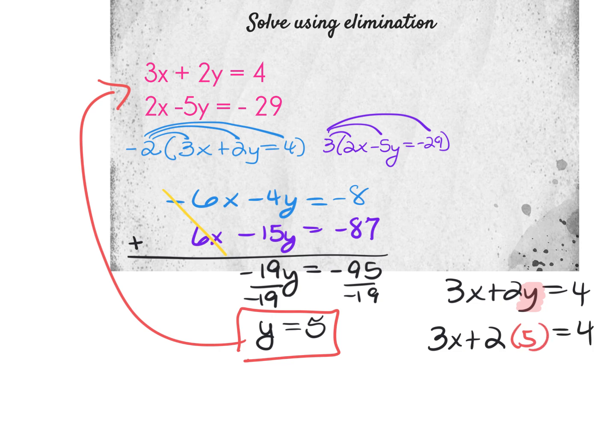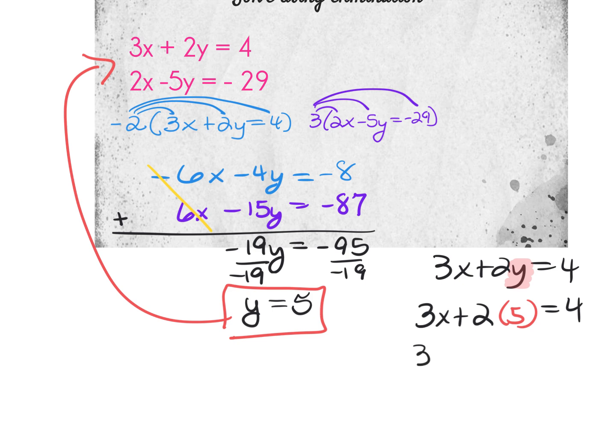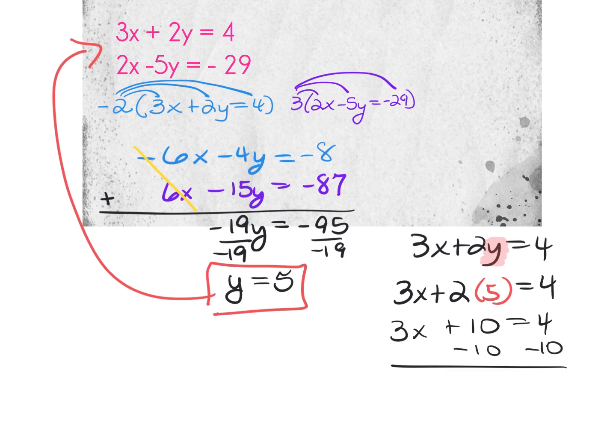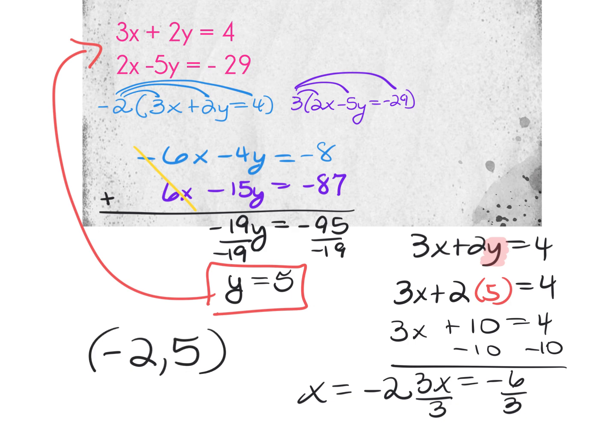Follow order of operations by multiplying first. And now I begin my solving process by subtracting 10. 3x equals negative 6. Divide by positive 3. And x is equal to negative 2. So now I take my x and my y, and I write it as an ordered pair.